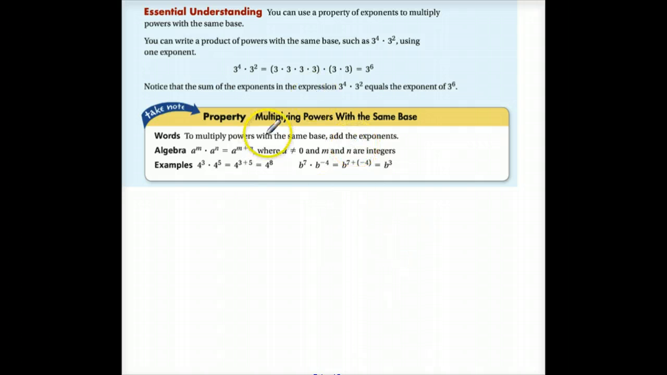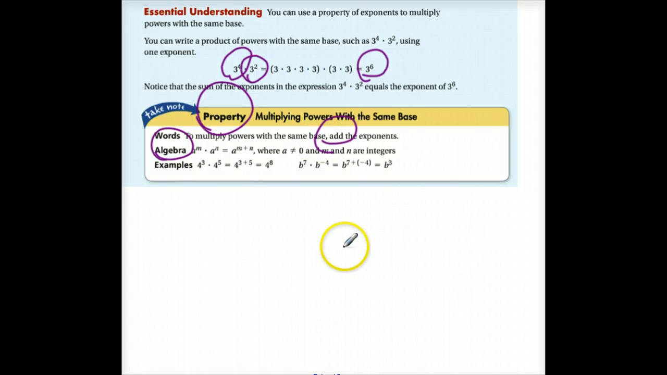All right, so this first property that we want to make sure we have in our notes is when you're multiplying numbers that have the same base. For example, 3 to the 4th being multiplied by 3 to the 2nd. Notice the base in both of these factors is 3. So in the first one, 3 to the 4th is 4 3's being multiplied by 2 3's. Well, if you add up how many 3's are being multiplied, 4 plus 2 is 6. So the algebra property is when you have the same base, you can just add the exponents.